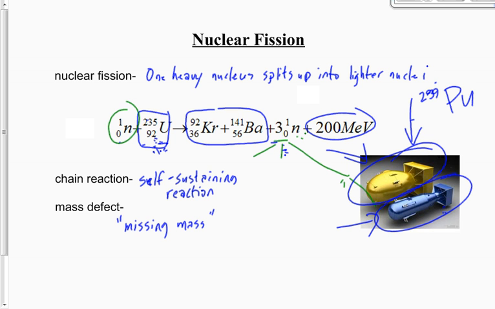What's mass changed into? Ice can be turned into water. Mass can be turned into energy. The missing mass gets converted to this energy, and it's this energy that ends up getting released. So, chain reaction is this self-sustaining reaction where the neutrons cause more reactions. The mass defect is the mass that disappears in the reaction and gets converted to energy.